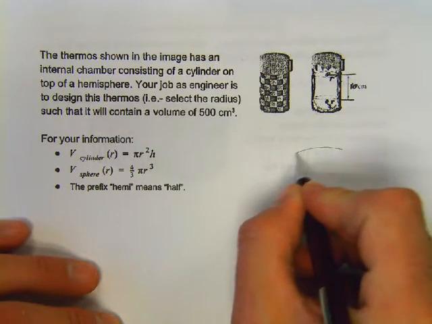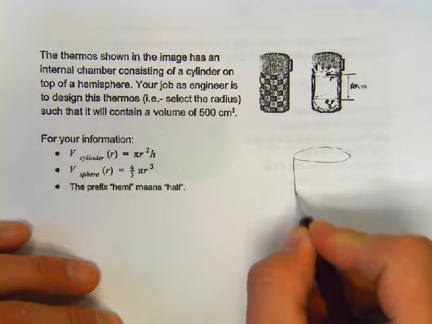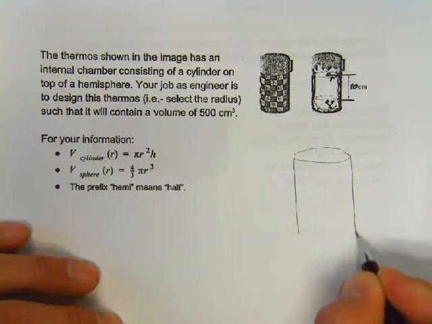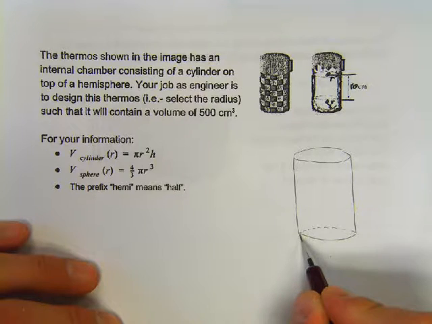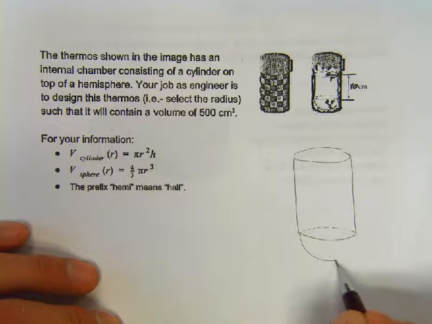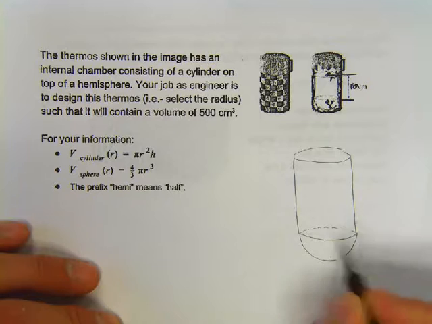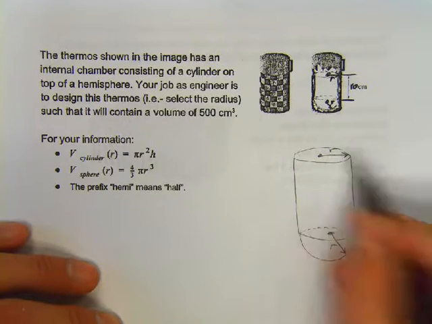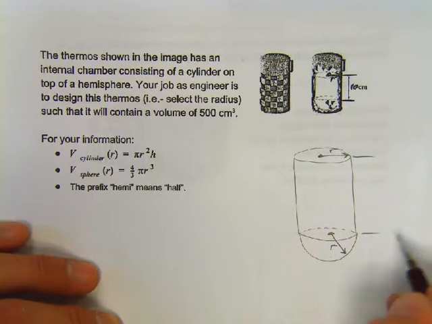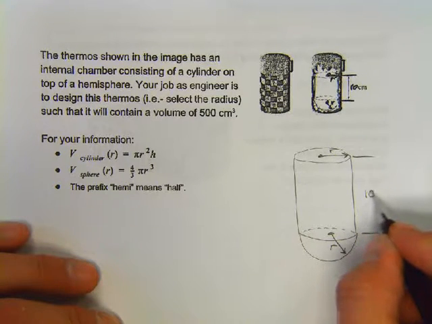It looks like this. There is the cylinder, and then at the bottom there's a hemisphere, which means half of a sphere. And that's the radius of the hemisphere, which is the same as the radius of the cylinder, and the cylinder is 10 centimeters in height.